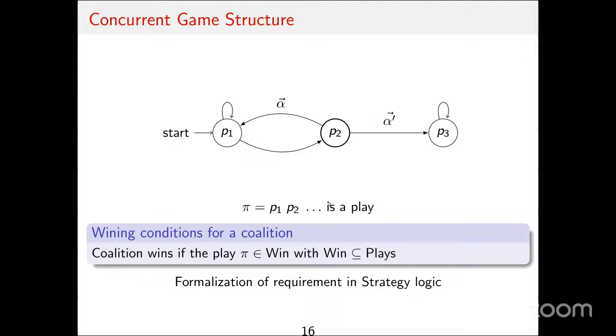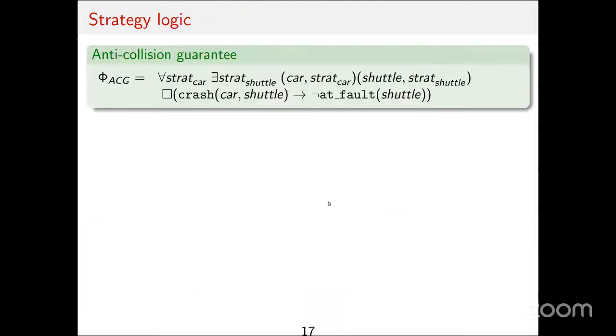And in order to formalize our requirements, we will use strategic reasoning because we want to manipulate the behaviors of each participant, of each player. So the logic we will use is strategy logic. So I will first present strategy logic. So strategy logic is a logic where you can quantify over strategies. This is the point of the logic, and you can tell things like that. So for every strategy of the car, there is this strategy of the shuttle.